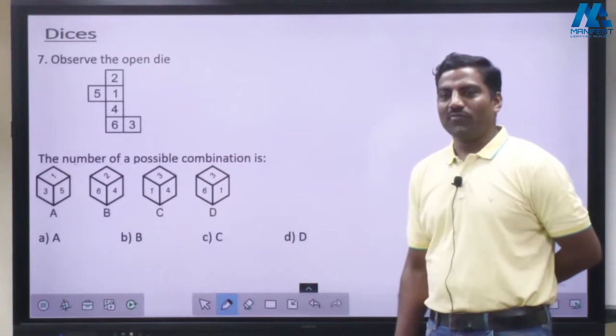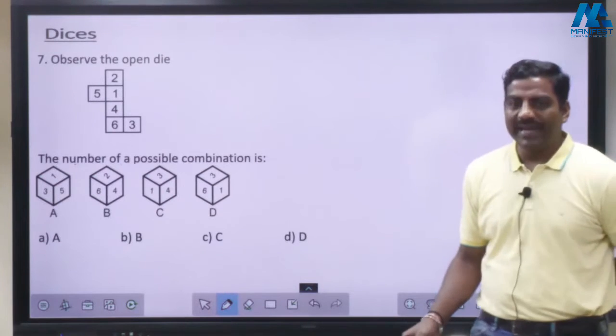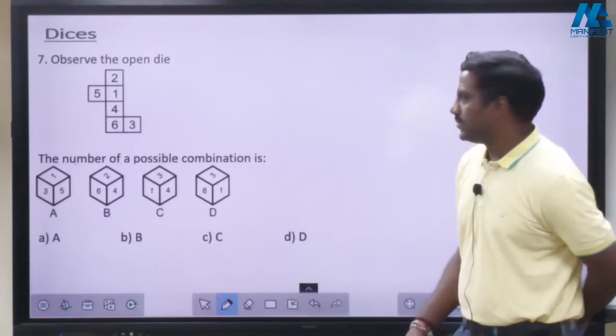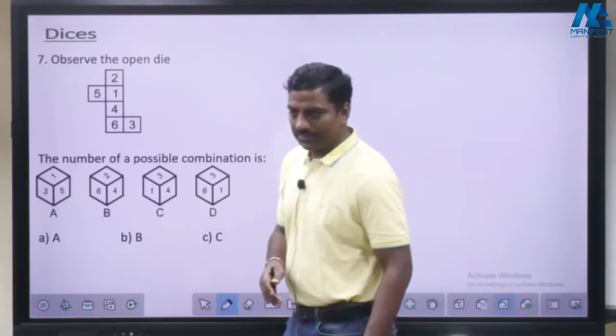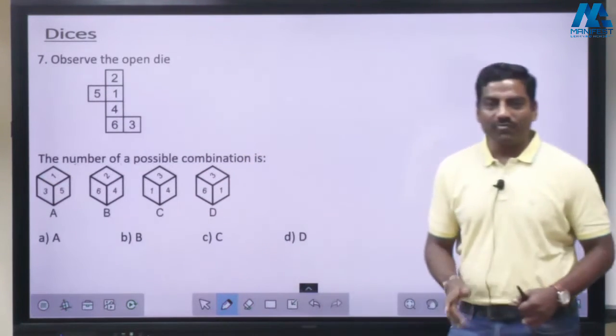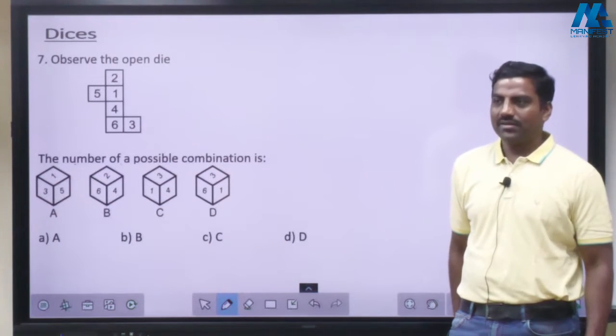This is a different type of problem, okay? See how this cube is made. This cube is made of 6 different faces, no? Or if you are given a task of making a cube, how do you make it?